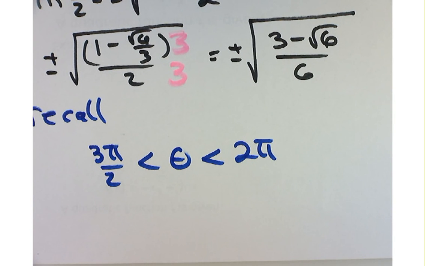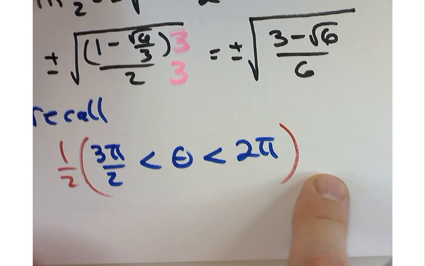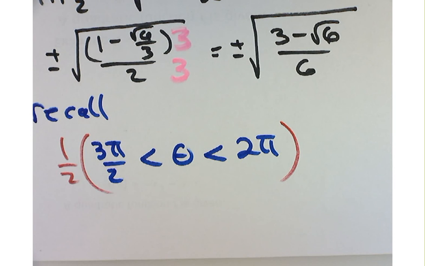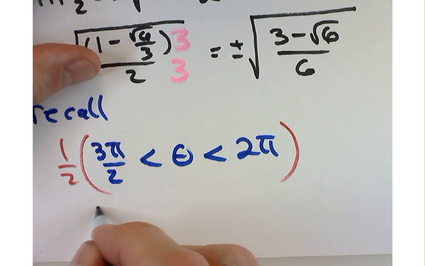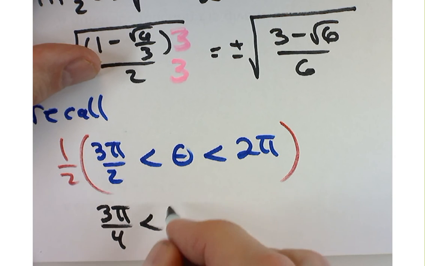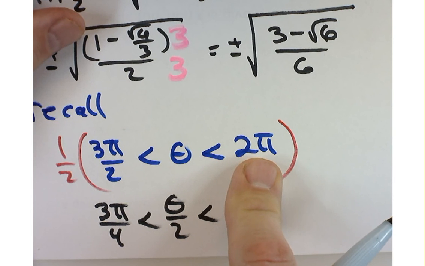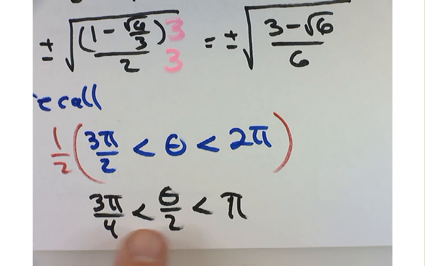So here's my trick for you. To get that to be theta over 2, I'm going to multiply everything by 1/2. 1/2 times this, 1/2 times this, 1/2 times this. What's that going to give me? What's 1/2 times 3 pi over 2? 3 pi over 4. 1/2 times that, that's theta over 2. What's 1/2 times this? Pi. Just pi. So theta over 2 is between 3/4 pi and pi.